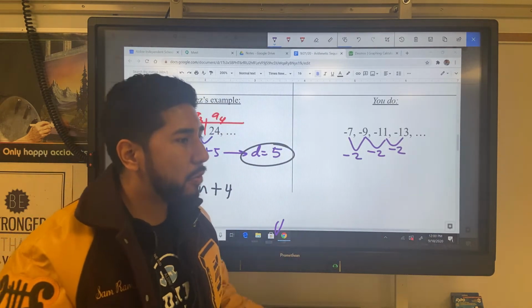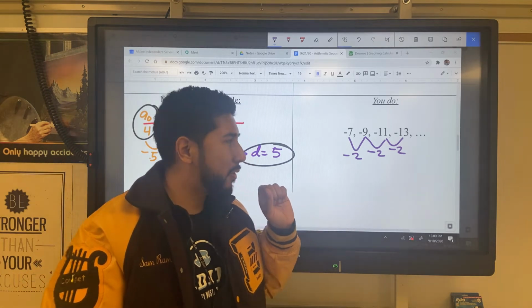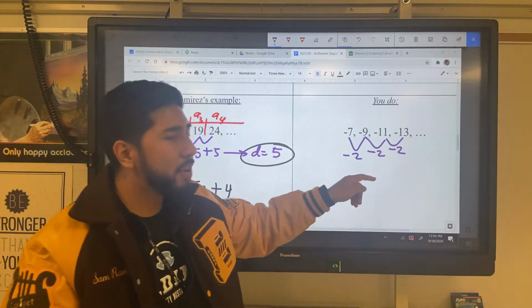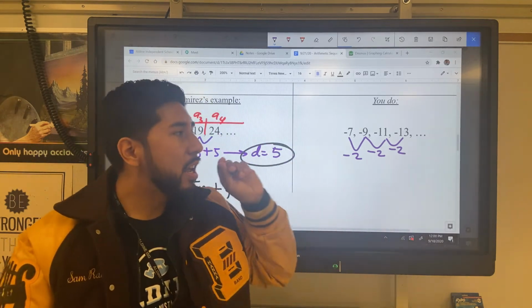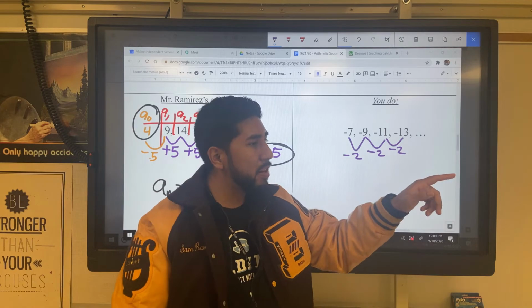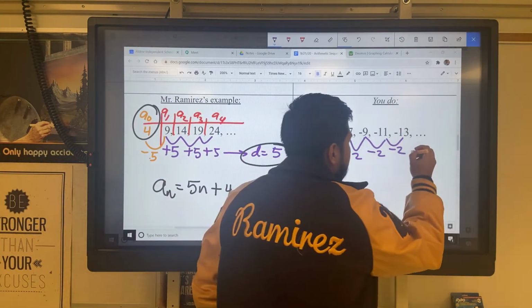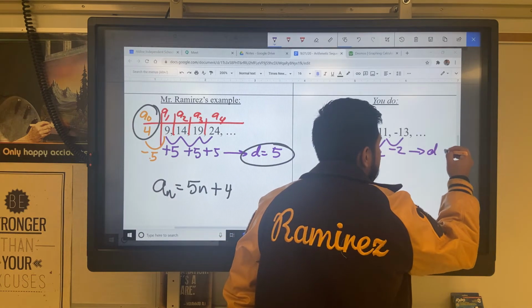Before I move on, I just want to make one specification. This is an arithmetic sequence because the difference is always consistent. If the difference is not the same number, that means it's not an arithmetic sequence, so keep that in mind. So I got -2, that is my D.